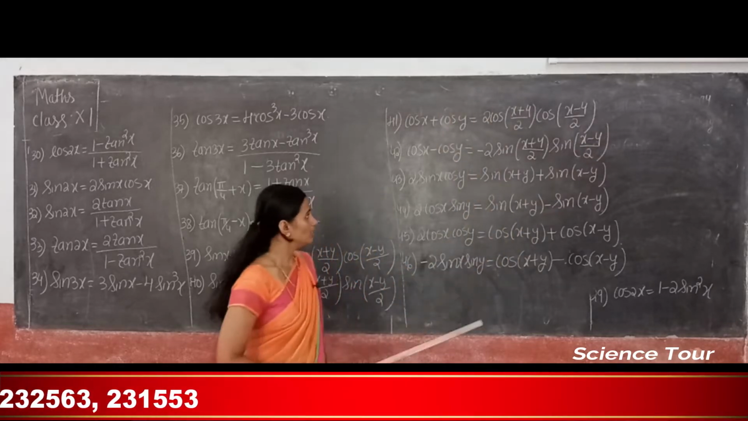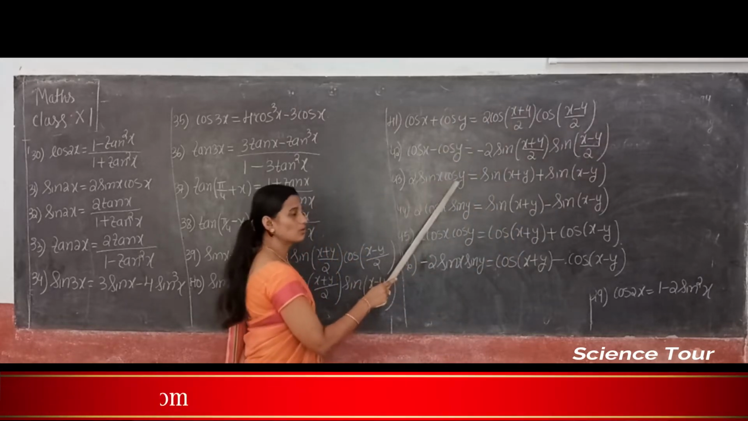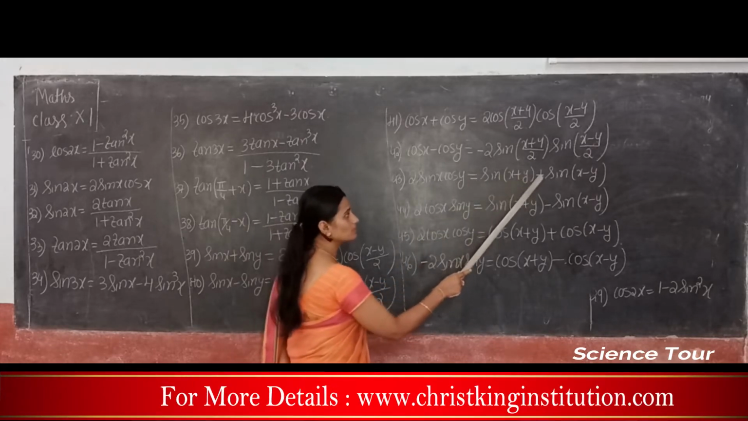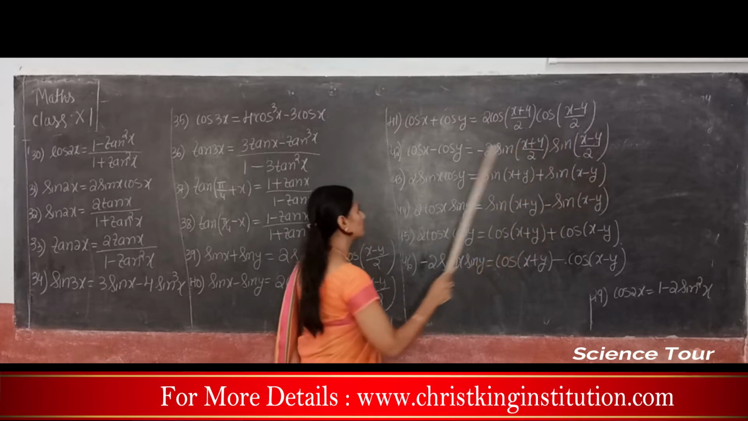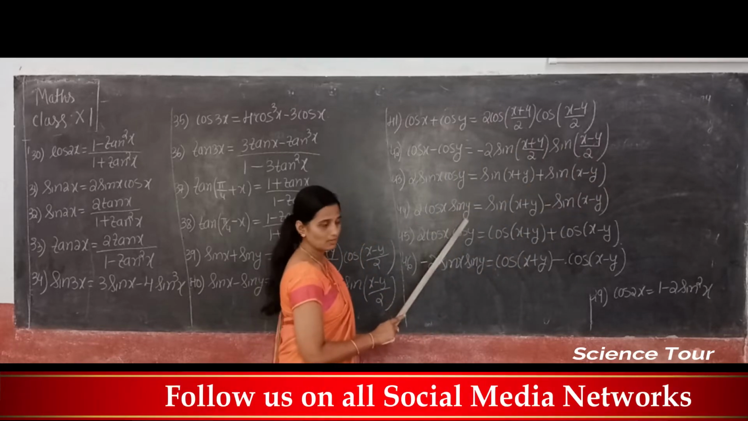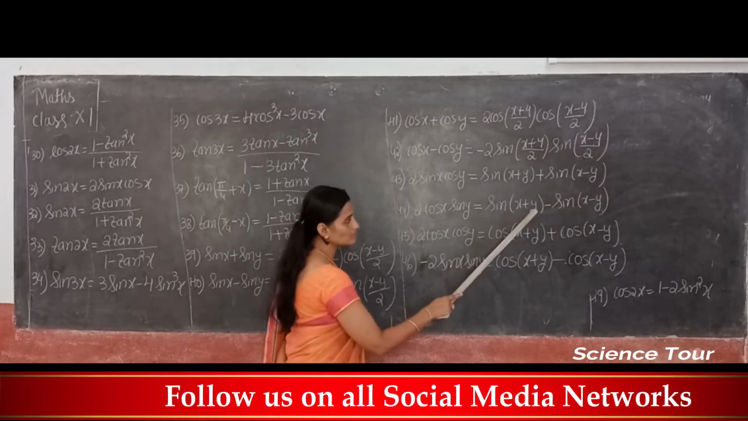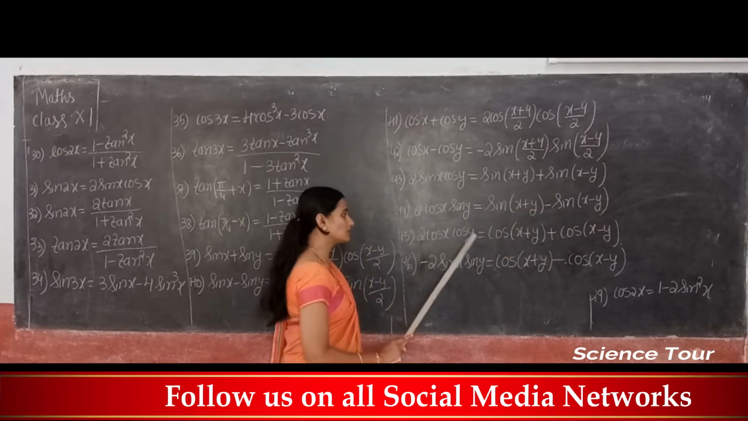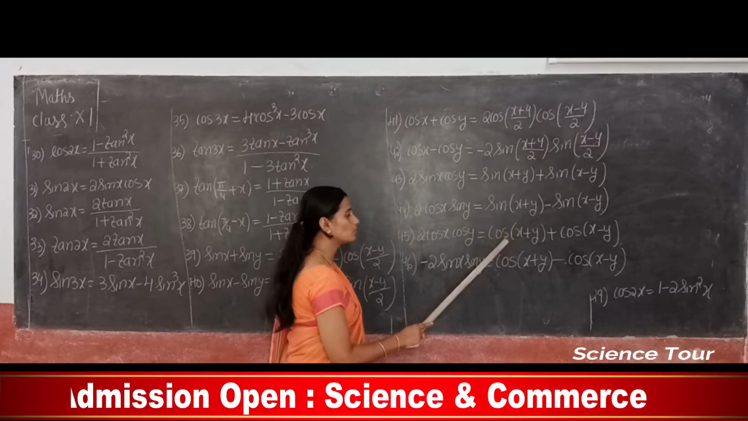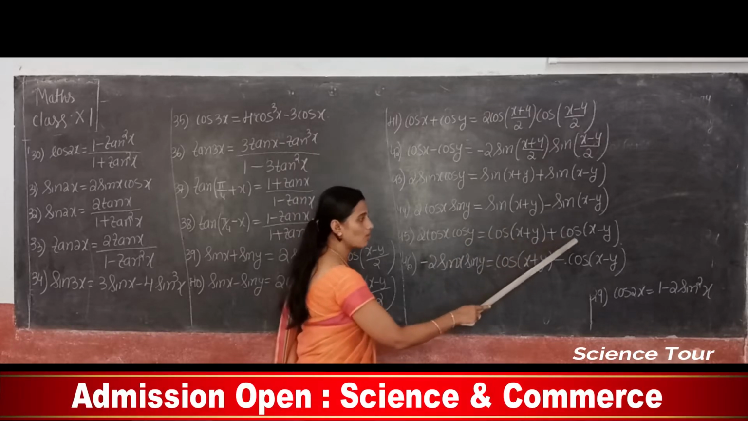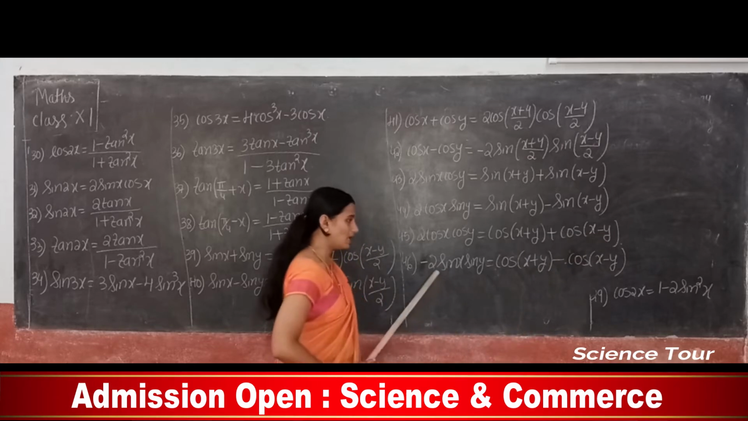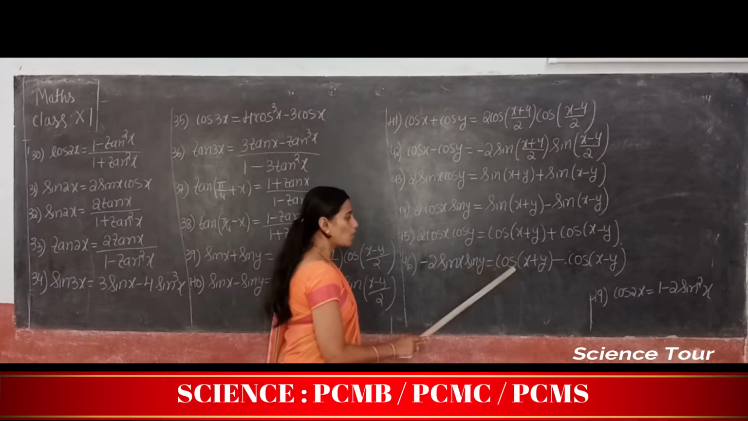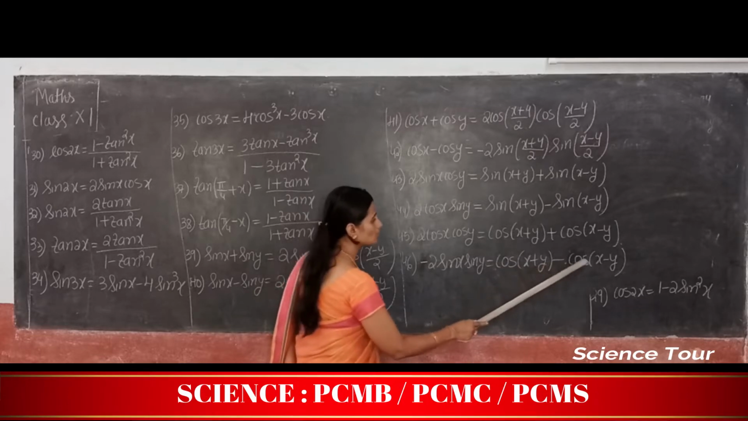Now next, 2 sin x cos y, the formula is equal to sin(x plus y) plus sin(x minus y). 2 cos x sin y is sin(x plus y) minus sin(x minus y). 2 cos x cos y is equal to cos(x plus y) plus cos(x minus y). And the last formula is minus 2 sin x sin y is equal to cos(x plus y) minus cos(x minus y).